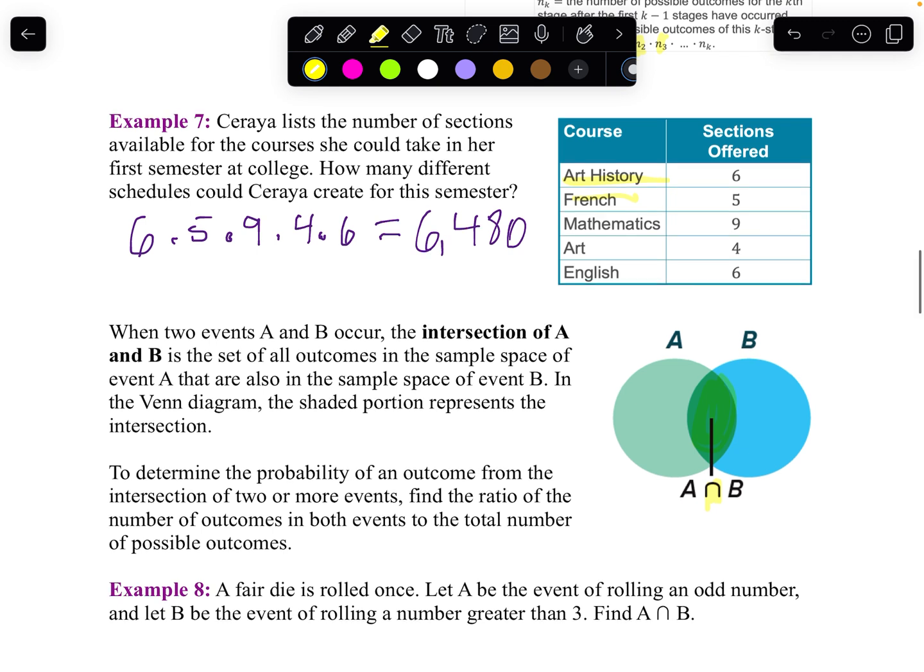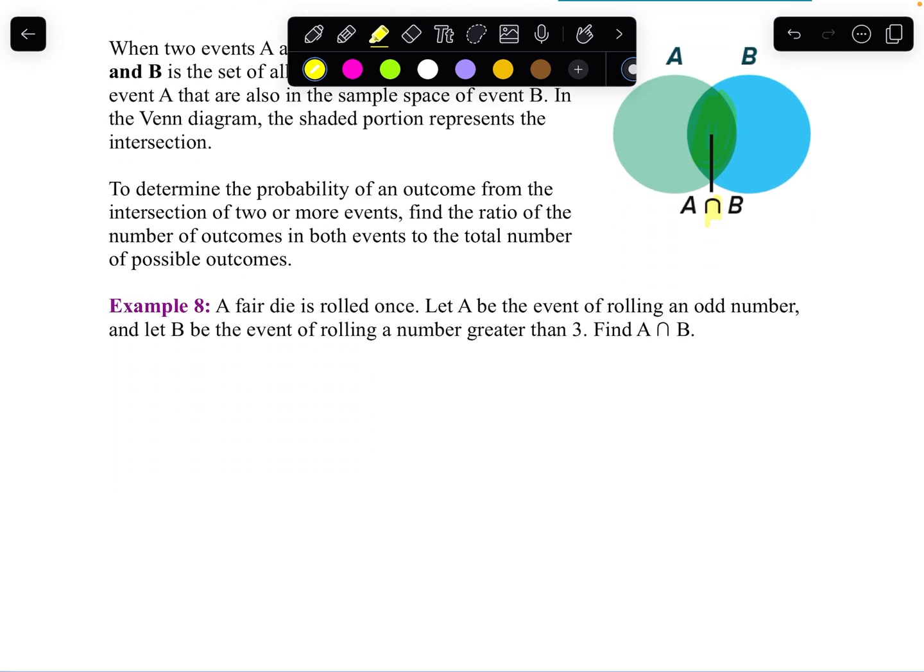So if we take a look at example 8, a fair die is rolled. I'm going to let A be the event of rolling an odd number. So if I'm going to list out my sample space for A, I'm going to go 1, 3, and 5. Then for B, it's rolling a number greater than 3. So I could get 4, 5, and 6.